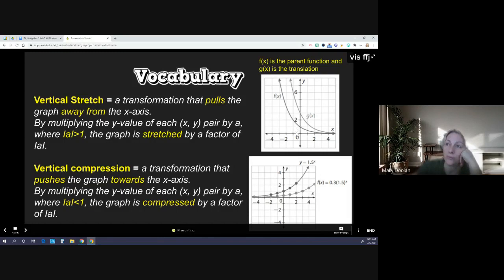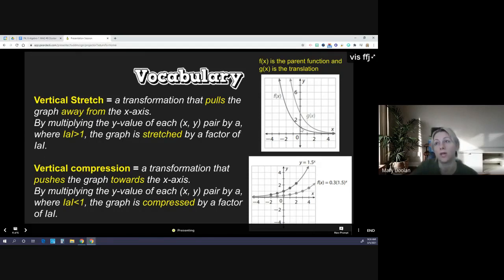translation. So a vertical stretch, if I started with f of x and then I did something to this graph, I changed it, and now I have a vertical stretch, it looks like g of x because it's now moved away from the x-axis, okay? Basically what has been done here is we multiply the y value of each xy pair by a, where the absolute value of a is greater than 1. So that would then stretch your graph by a factor of the absolute value of a.